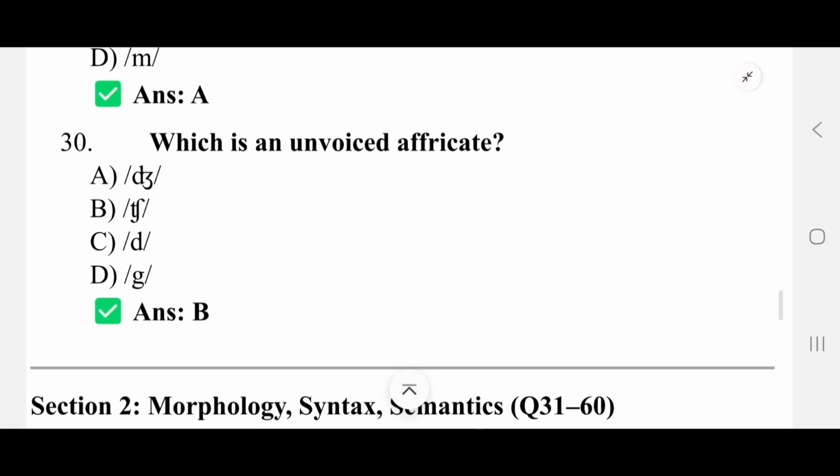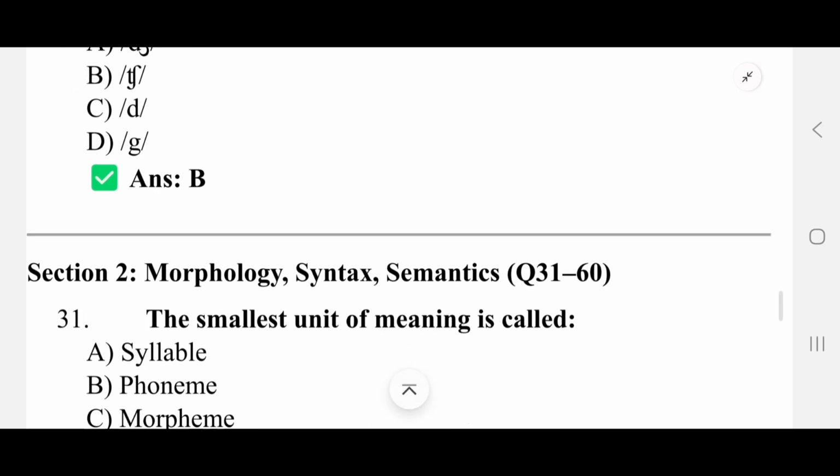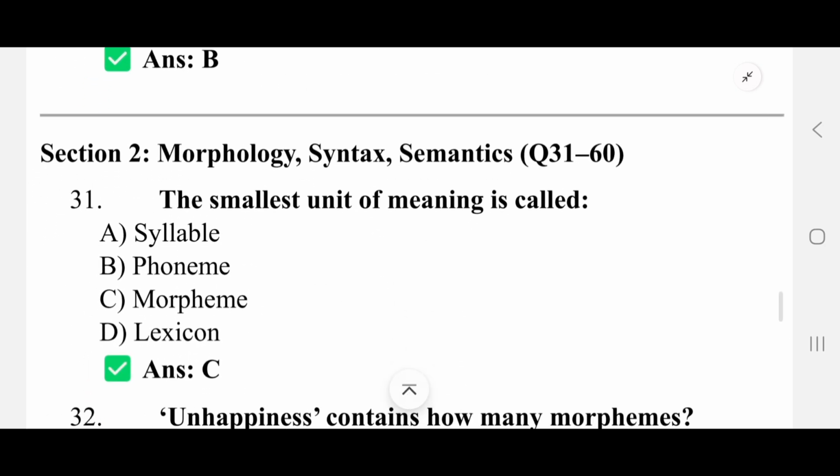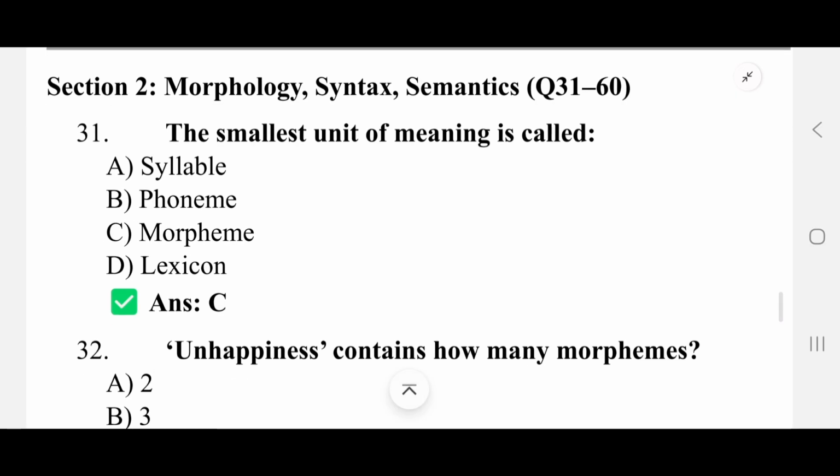Which is an unvoiced affricate? Ch, j, d, g. Ch, j. Option B is the right answer. Section 2, Morphology, Syntax, Semantics. The smallest unit of meaning is called syllable, phoneme, morpheme, lexicon.